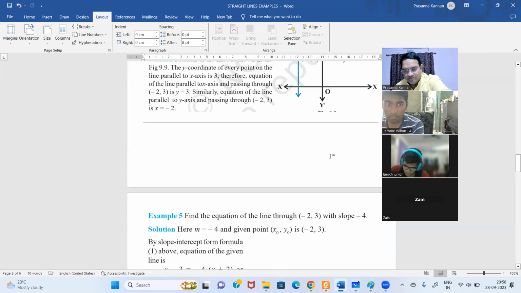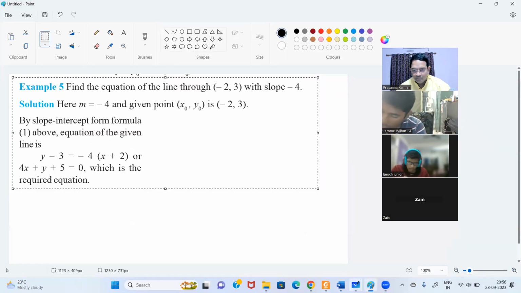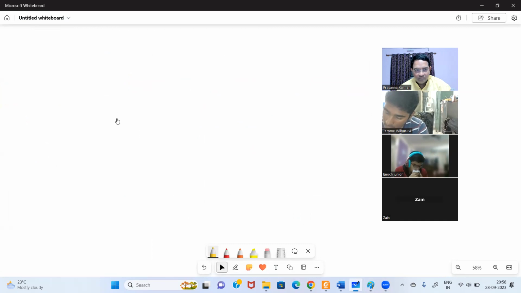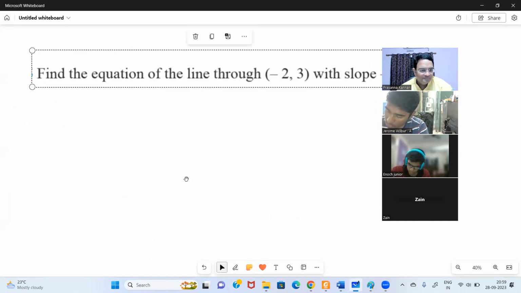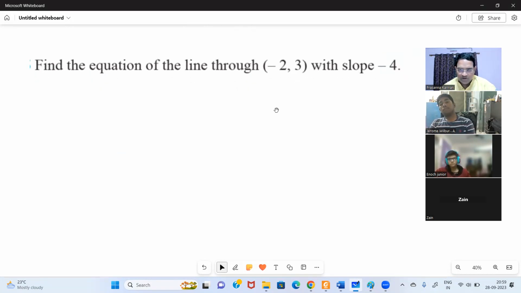Let's look at our next question. Can we move on to the next question? You ready? Yes, sir. Find the equation of the line through the point minus 2 comma 3 with slope minus 4.